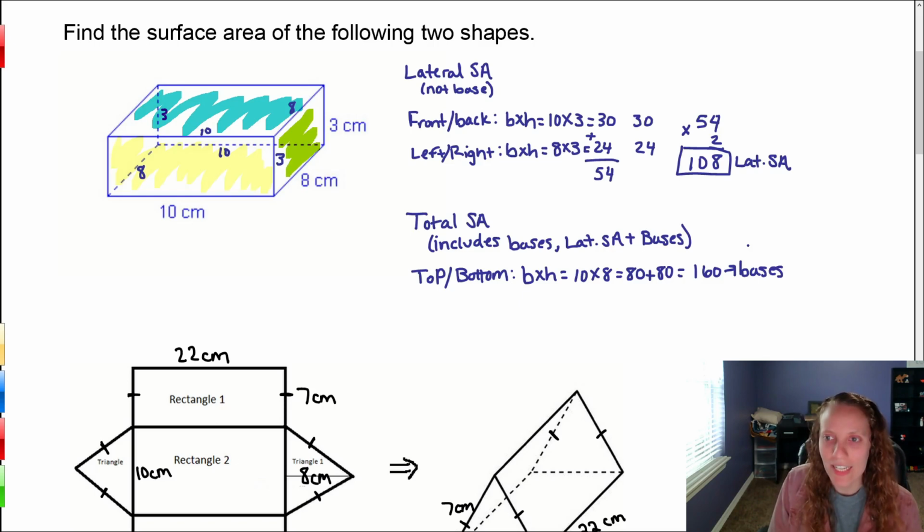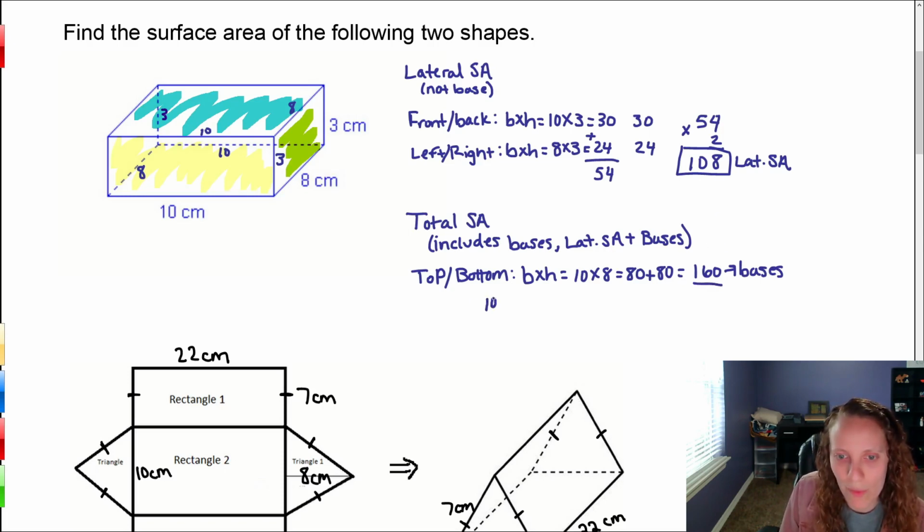Now let's go ahead and add it all together to figure out total surface area. So we're going to take our lateral area and add it with the two bases. So 108 plus 160. And we get a total surface area of 268 centimeters squared.